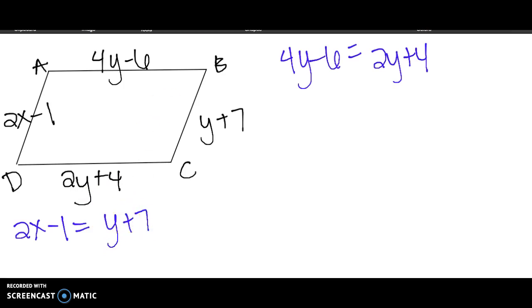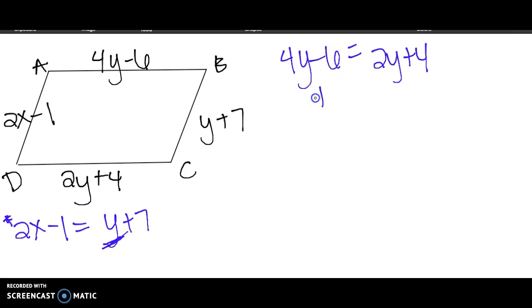But if you look at these two equations, this one down here at the bottom has 2 variables in it. And you can't solve an equation with 2 variables in it. So I have this one up here at the top with the 4y minus 6 and the 2y plus 4 that only has y's in it. So I'm going to solve this one first. That's going to get me a number for y that I can plug in down here, and then I'll be able to solve for x.